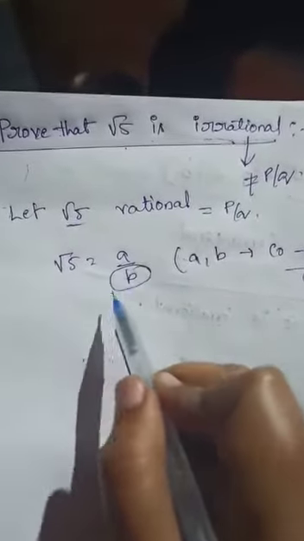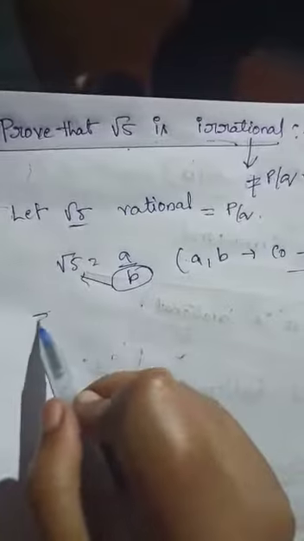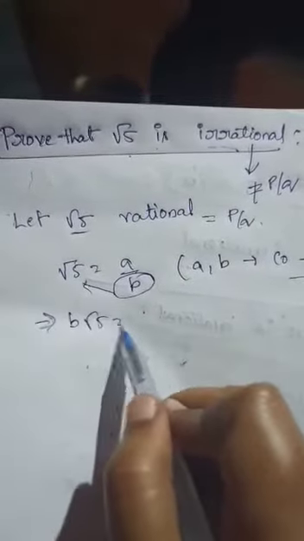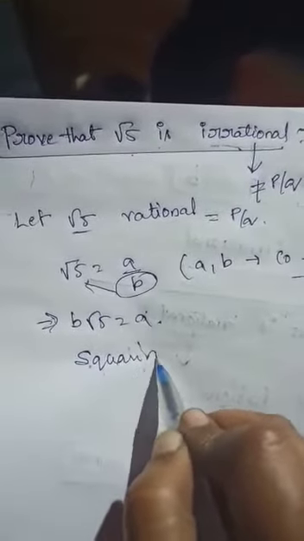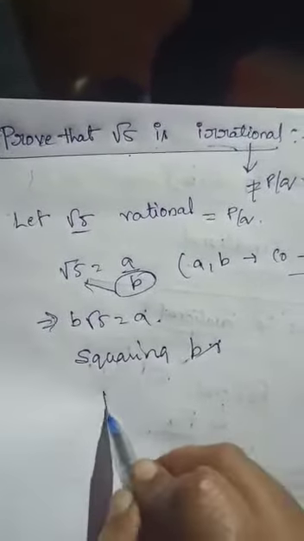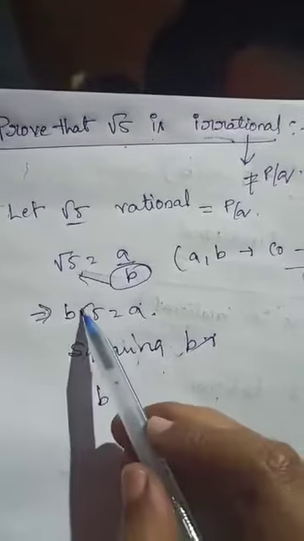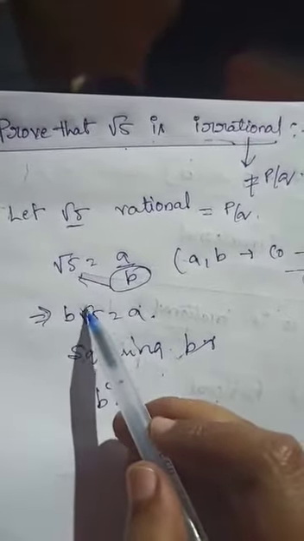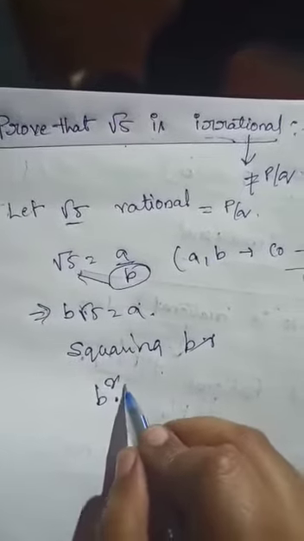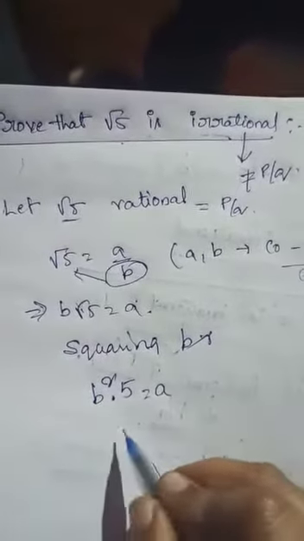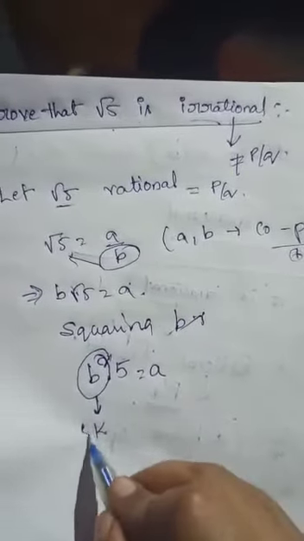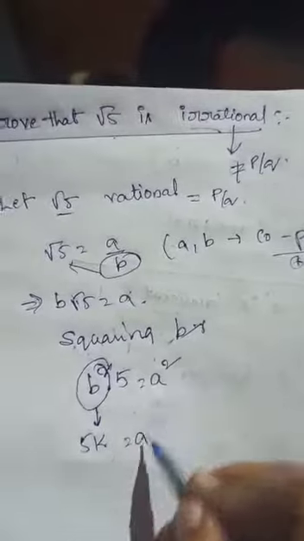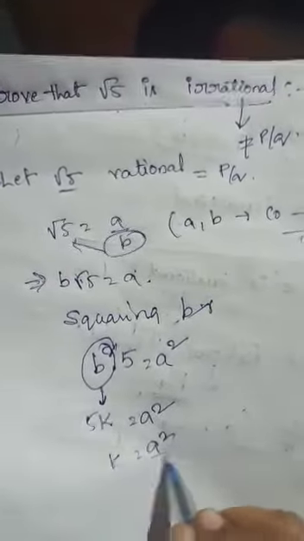Here b comes to this side: b into root 5 equals a. Squaring on both sides, b square into root 5 whole square. Root and square get cancelled. We get 5 b square equals a square. Here b square is some constant k. So 5k equals a square. So k equals a square by 5.